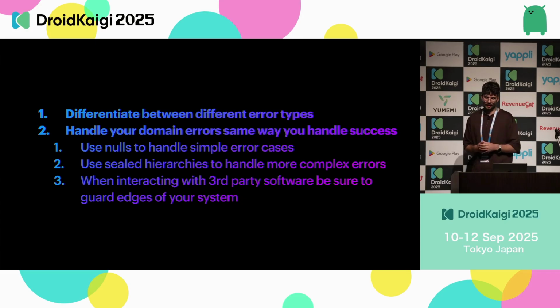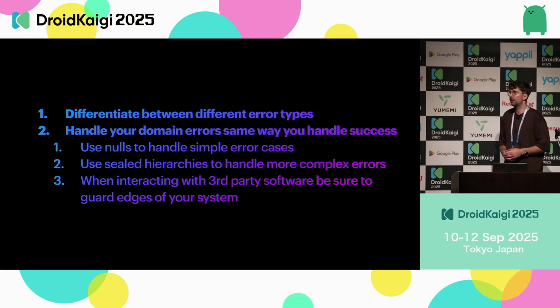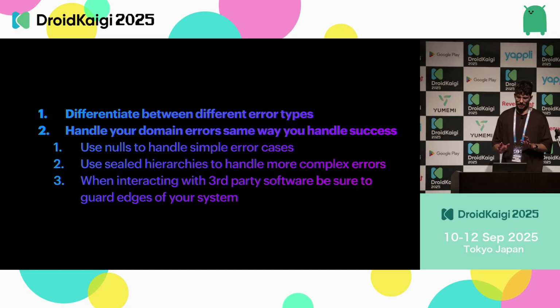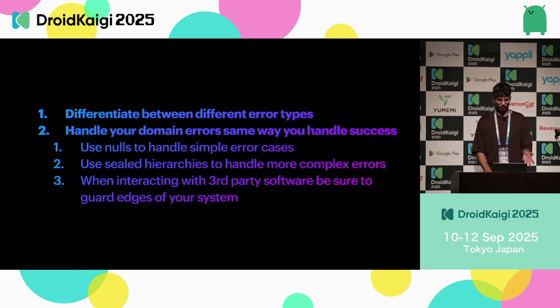And one thing that I didn't mention yet is that in reality, we use a lot of libraries. We use a lot of legacy code that is throwing exceptions all over the place. So what we have to do is guard the edges of our system and catch the exceptions there. Inside of the system, I wouldn't use exceptions for domain error modeling.